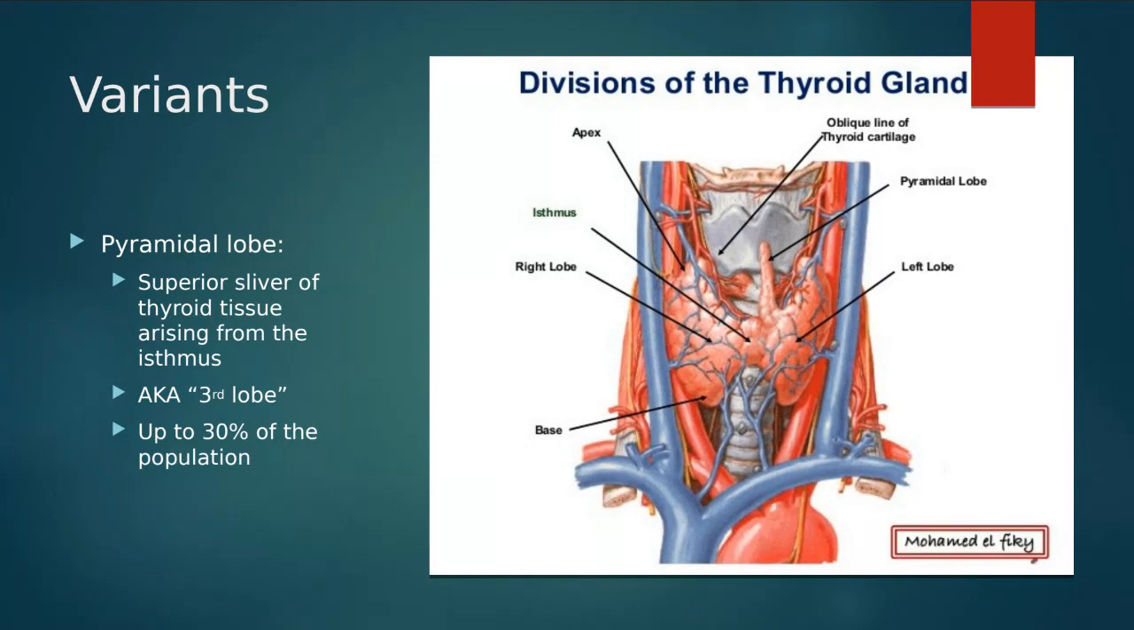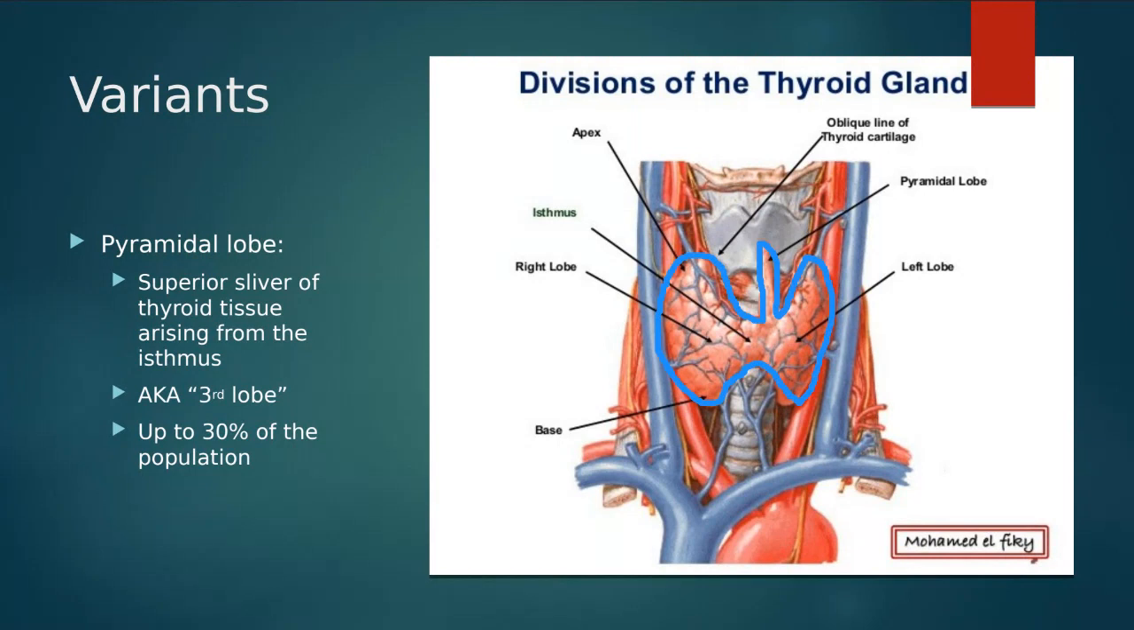So if we look at our diagram here, just outlining our thyroid, we have our right lobe connecting to our left lobe by our isthmus. All right, and here we are at the superior aspect of our isthmus. We have this little sliver of thyroid tissue that's kind of creeping upward.